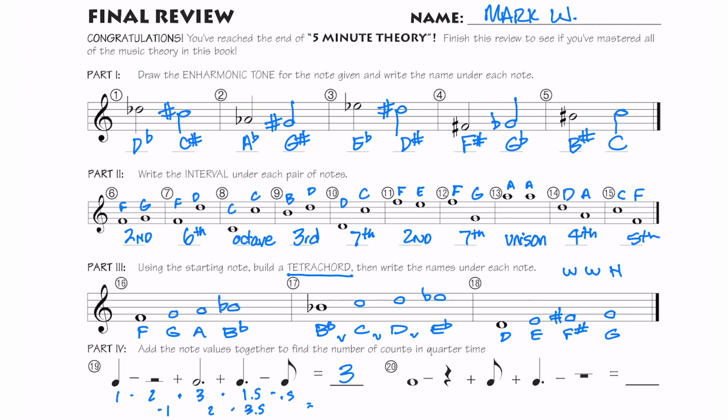All right, and number 20. So 4 minus 1 equals 3, plus 1/2 equals 3.5, yeah? Plus 1.5 is 5. All right, you with me? Minus, what kind of rest is that? It's a whole rest, so minus 4 equals 1.